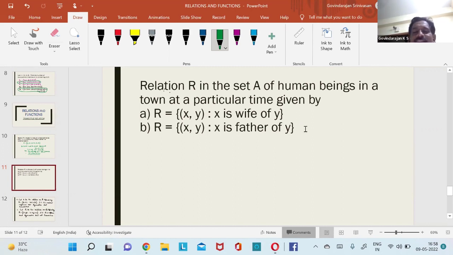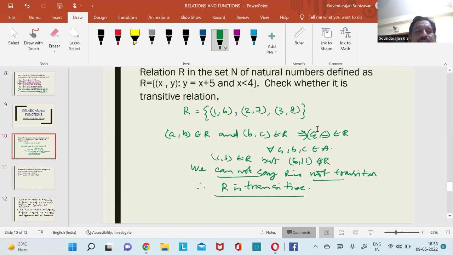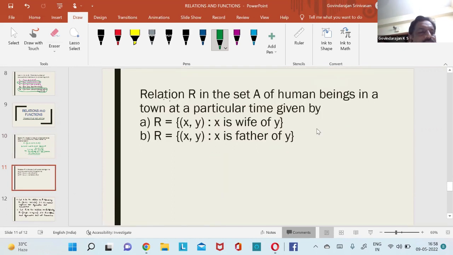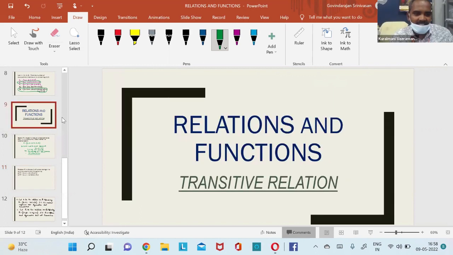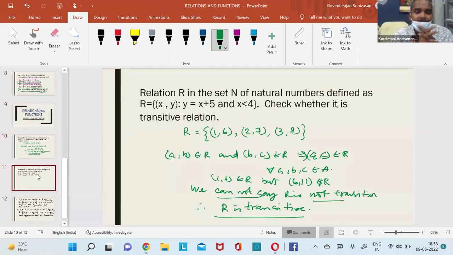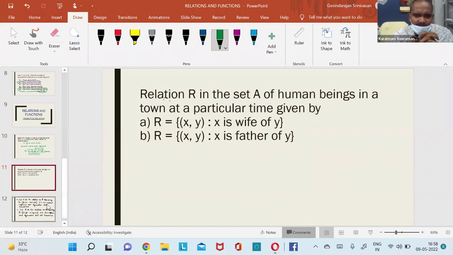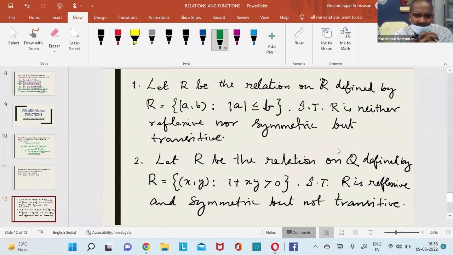Is it clear, sir, now? Yes, sir, clear now, sir. And some more examples I have given.